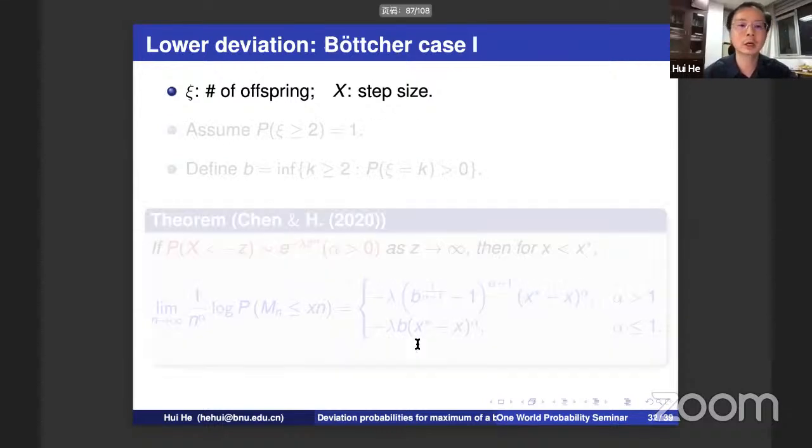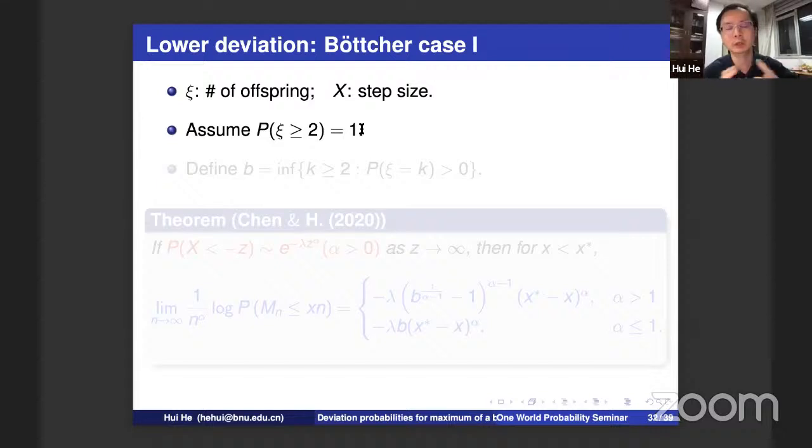Next, we turn to the Böttcher case. For the Böttcher case, there will be three sub-cases that we need to understand. Again, we denote by K_c the number of offspring and X the step size. Here we assume that the probability that K_c is larger than or equal to 2 is 1. This means that when a particle dies out, it has at least 2 children. This means that the number of individuals grows exponentially, almost surely. There are more and more individuals in the system.